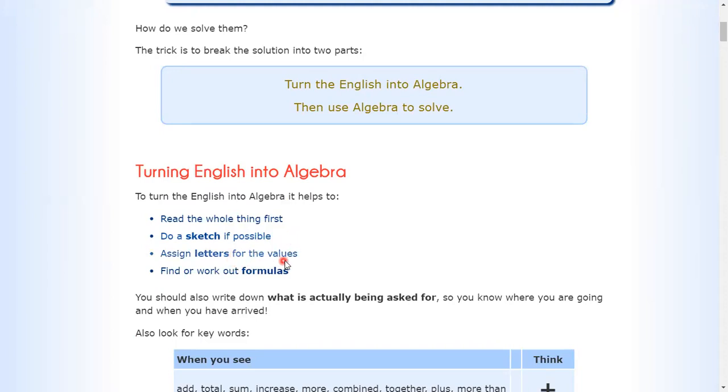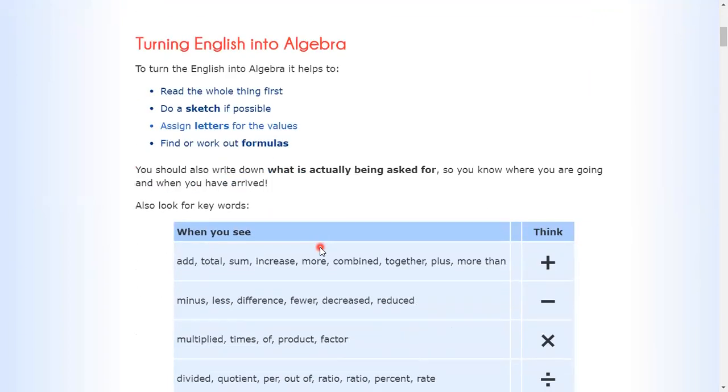Assign letters for the values. If you are looking for something, you can assign it X, A, B, C, or whatever. Find or work out formulas. After these three steps, you are in a better position to recall the formula, the format, the best mathematical form, to get the unknown. The next step is you should also write down what is actually being asked for.